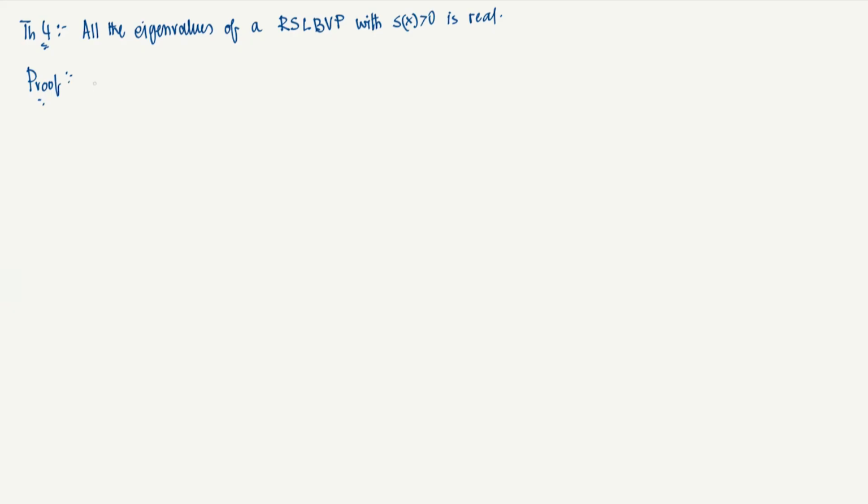So let's say that lambda and y is an eigenpair. It is any eigenpair, I don't care which. Let's start with that. What do I mean by this? That is, L of y plus lambda S y is going to be 0. Of course, y is non-zero. Why non-zero? Because this is an eigenfunction, remember?